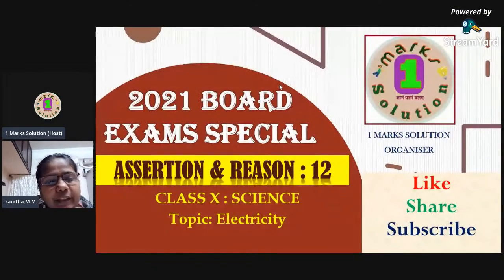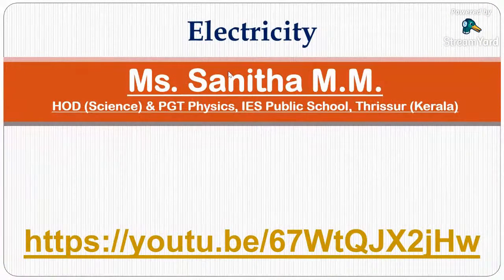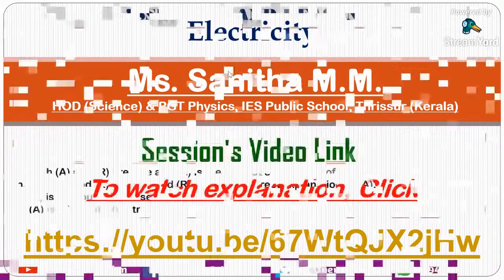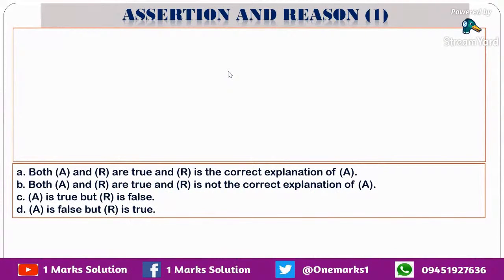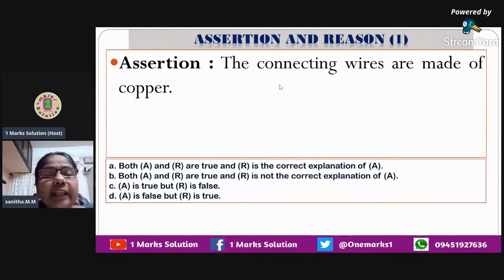So let us start with Assertion and Reason for Chapter 12, Electricity. Without electricity, just imagine, can you live without electricity? Do you think like that? Now it is very, very important one, isn't it? Right, children? Now we can go for assertion and reason. We are going to deal with that.